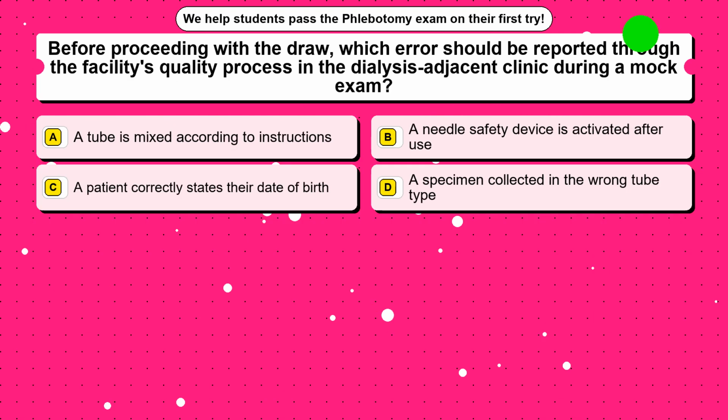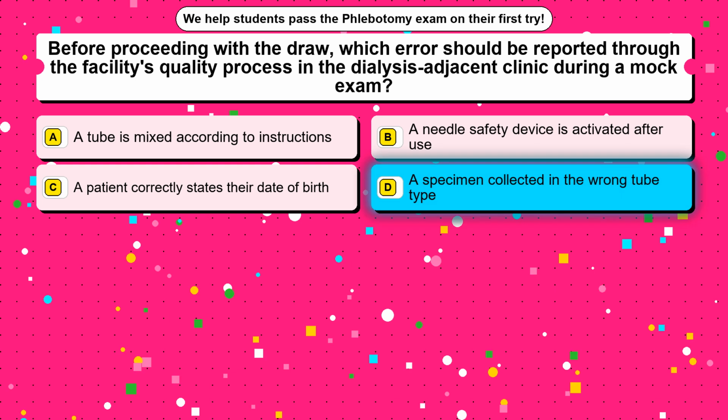Question 72. Before proceeding with the draw, which error should be reported through the facility's quality process in the dialysis adjacent clinic during a mock exam? Option A. A tube is mixed according to instructions. Option B. A needle safety device is activated after use. Option C. A patient correctly states their date of birth. Option D. A specimen collected in the wrong tube type.